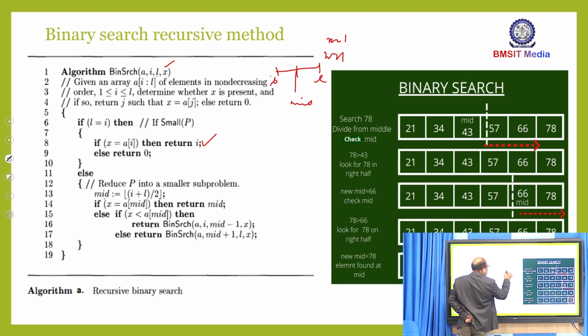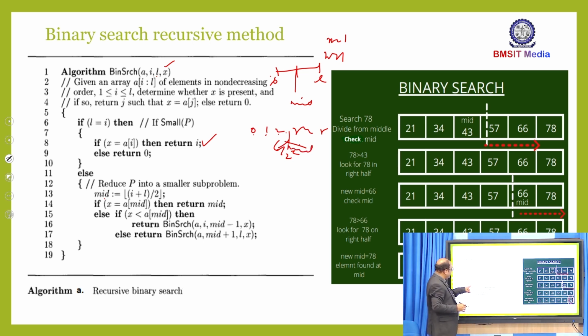Suppose you take 0, 1, 2, 3, 4, 5. I have 6 elements. 6 by 2 is nothing but 3. So in this case, the mid will come here. That mid is identified here.